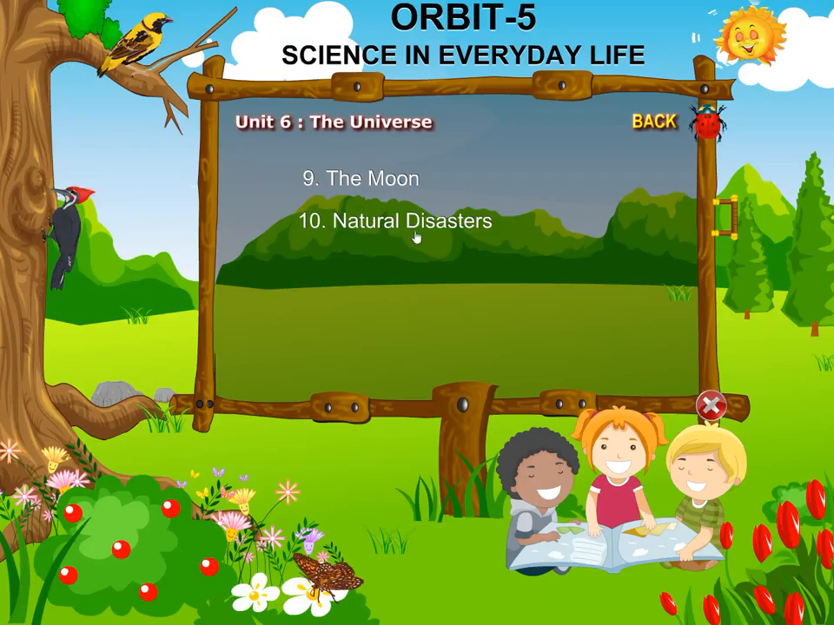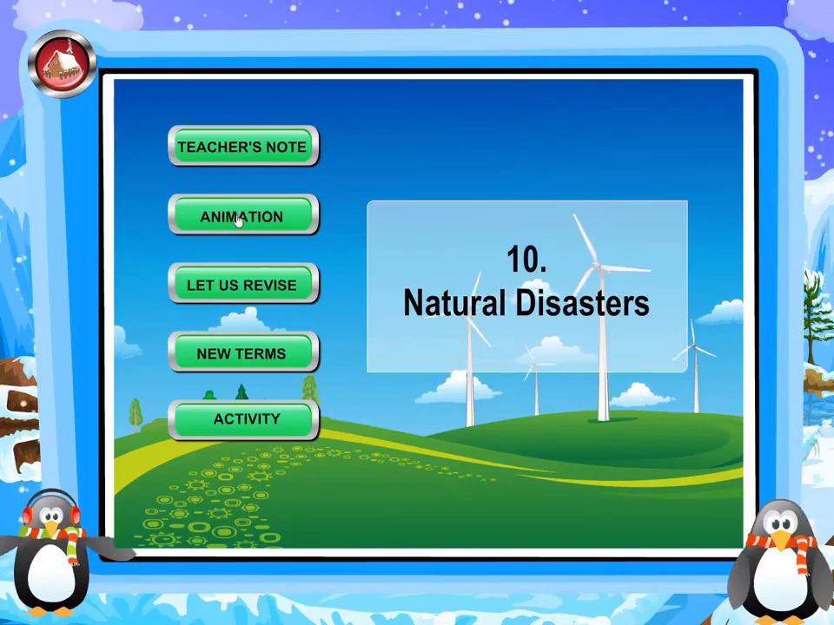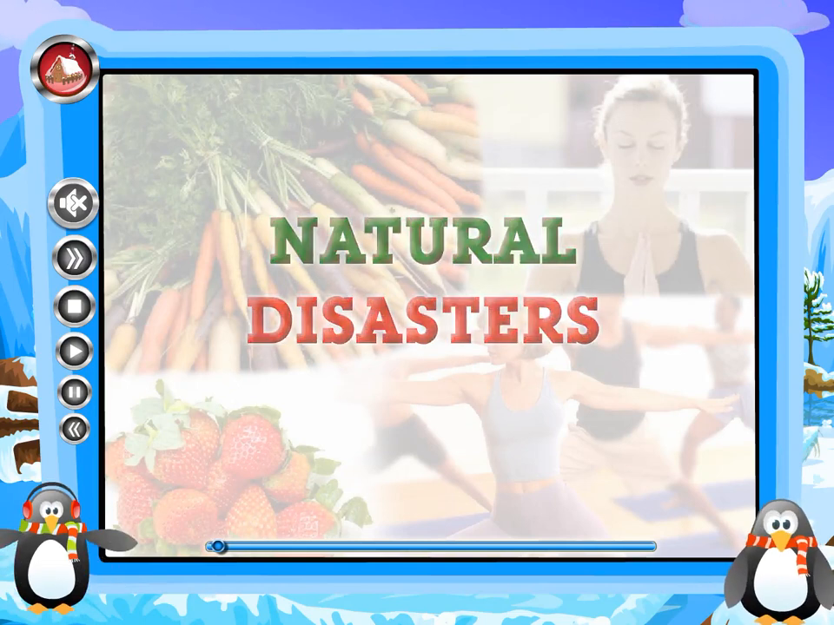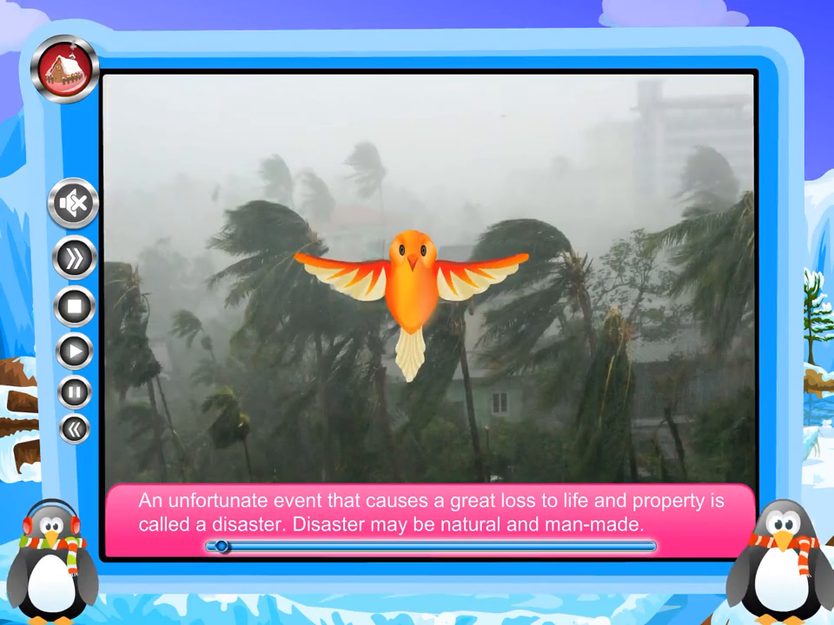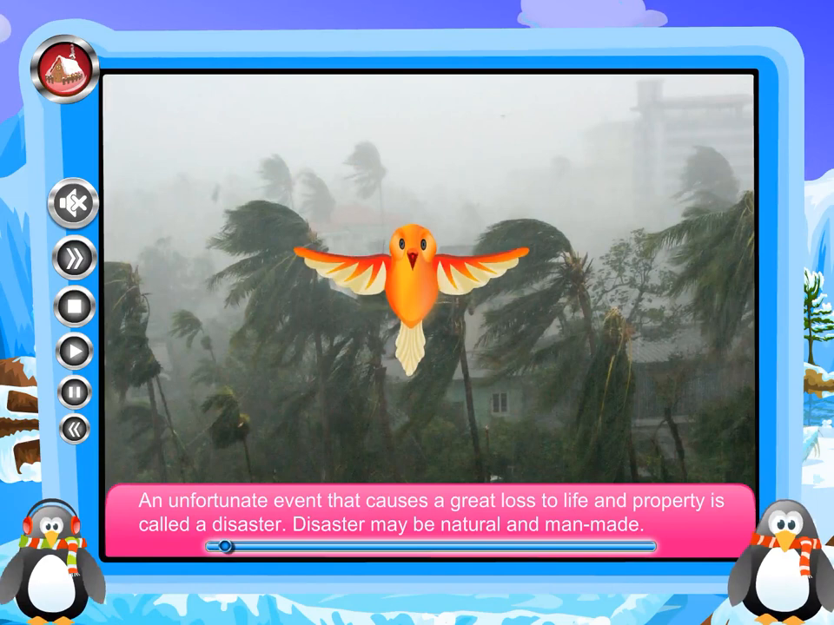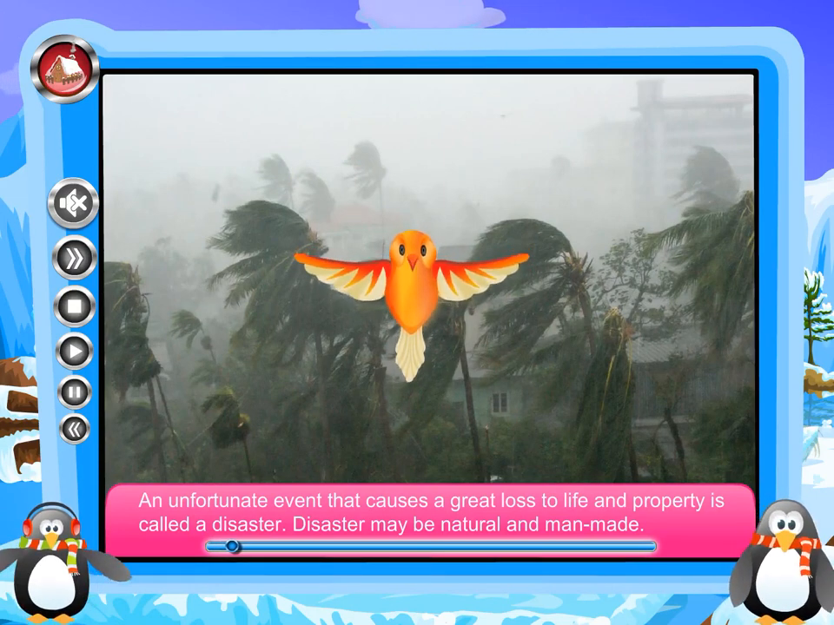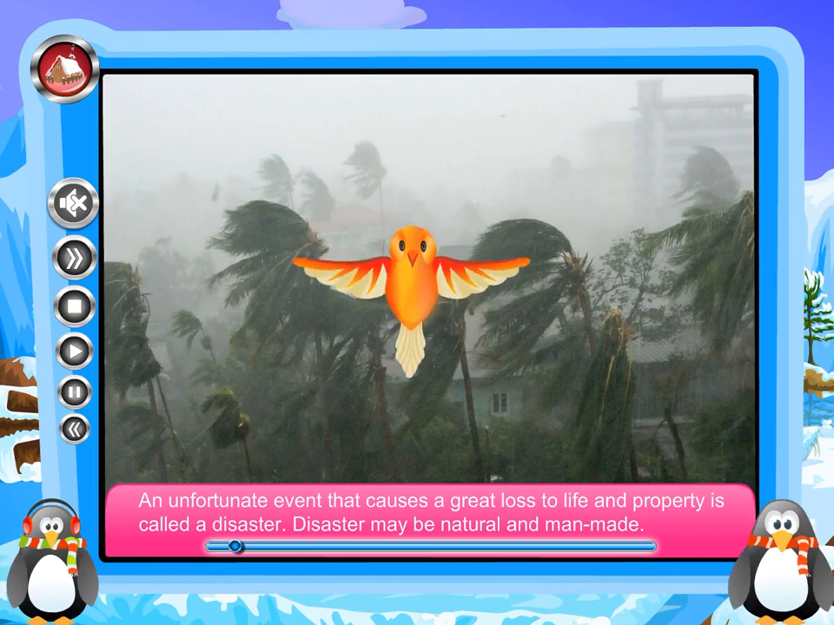Chapter 10. Natural disasters. An unfortunate event that causes a great loss to life and property is called a disaster. Disaster may be natural and man-made.